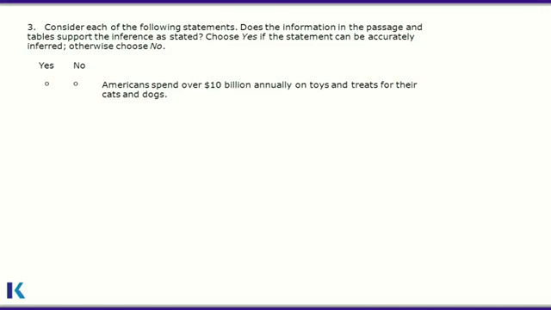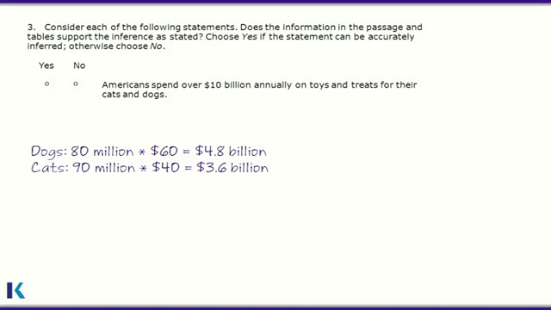So collectively, for 80 million dogs and $60 of costs on toys and treats per dog, Americans spent 80 million dogs times $60 per dog for a total of $4.8 billion. Do a similar calculation for the toys and treats for cats. 90 million cats times $40 per cat gives you $3.6 billion on toys and treats for cats. The combined total for money spent on cat and dog treats and toys is therefore only a little over $8 billion. Even though this is a high estimate, since both of the values above were estimated by rounding up, it's still less than $10 billion. So the answer for this statement must be no.